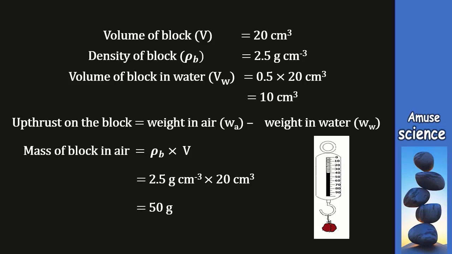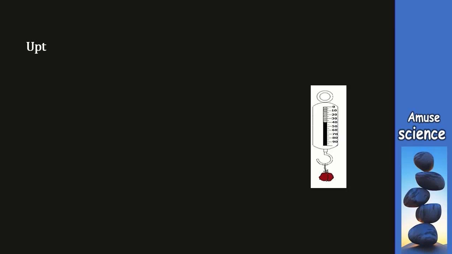Now we want to know the mass or the weight recorded by the spring balance as it is immersed in water. So now that we know the weight of the block in air, which is the same as the mass in this case, let's proceed to find the upthrust on the block. We know that the upthrust on the block is equal to the weight of the water displaced according to Archimedes' principle. Archimedes' principle states that when an object is partially or fully immersed in a liquid, it will experience an upthrust, and the upthrust is equal to the weight of the liquid displaced.